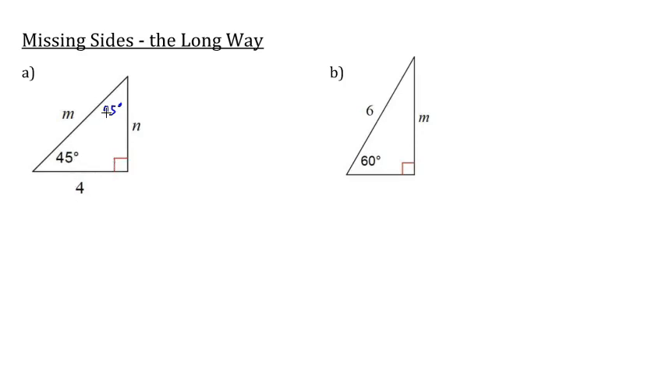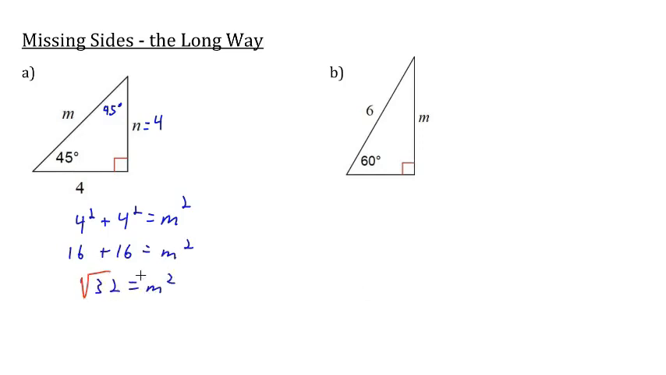Now when you have two angles that are congruent, the sides across from those angles are also congruent. So this other leg also has a length of 4. Now when we have a right triangle, we know two sides, we can use the Pythagorean theorem to figure out the third side. So let's go through a squared plus b squared equals c squared to figure out the length of m. I'm just going to switch sides here. We get m equals the square root of 32.